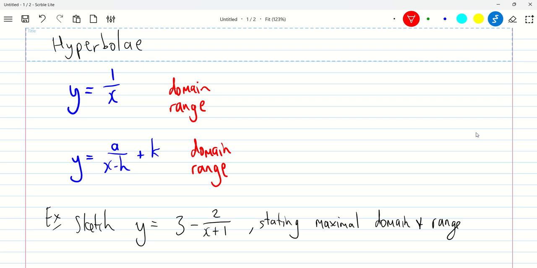Right. And today we're going to have a look at hyperbola. I don't know what to say about hyperbola. It's a funny shape, but let's just get straight into it. So, hyperbola is defined by the function y equals 1 over x.